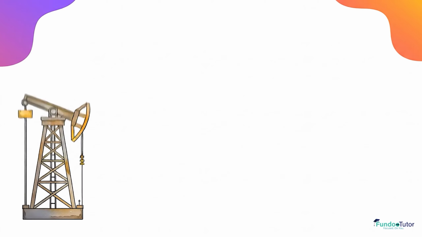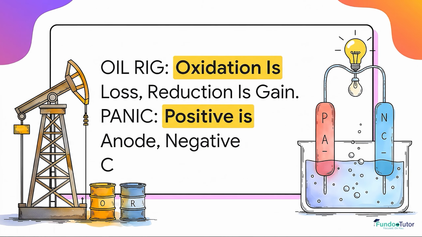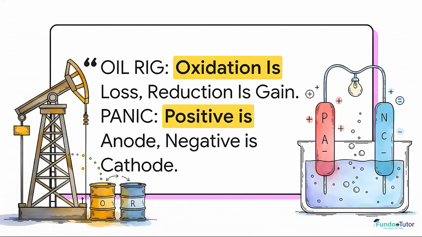And to remember all of that, here are 2 of the absolute best mnemonics in chemistry. Seriously, don't forget these. OIL RIG tells you that oxidation is loss of electrons, while reduction is gain. And PANIC helps you remember that positive is anode, negative is cathode. Trust me, these are lifesavers.